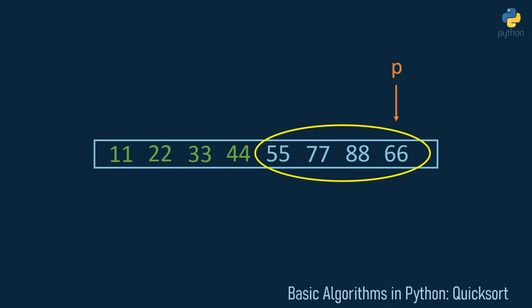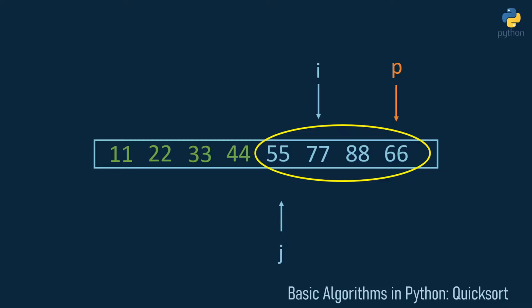So first of all, we choose 66 as our pivot element because it's the right one. We set I to the leftmost element and J to the element left of P. And with I, we look for an element that is bigger than 66. We find the 77 and stop here, and now it's J's turn. J looks for an element that is smaller than 66. So it moves to the 55.